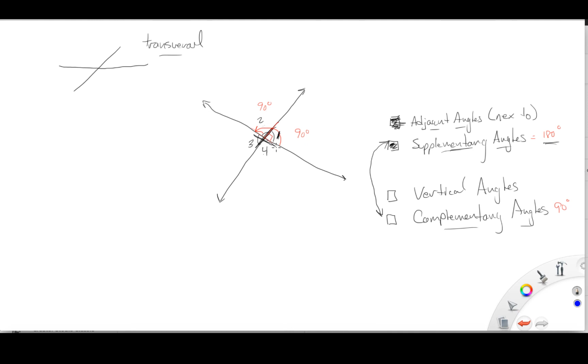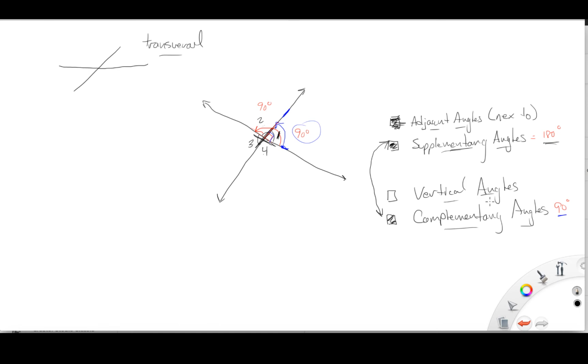A complementary angle, I'm going to use angle 1, is from here to here only. Supplementary goes all the way. Complementary is only from this line and this line, which you can see, again, is only 90 degrees. So supplementary is both. Complementary only gets you 90 degrees. All right, there's 3 of the terms.